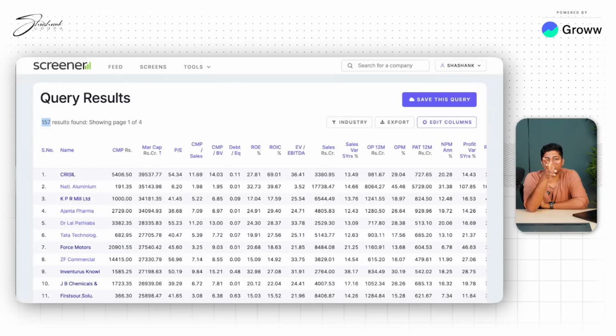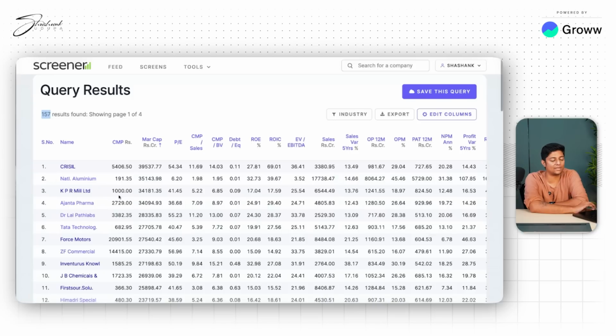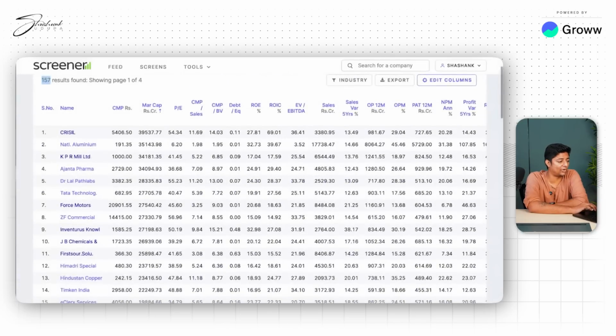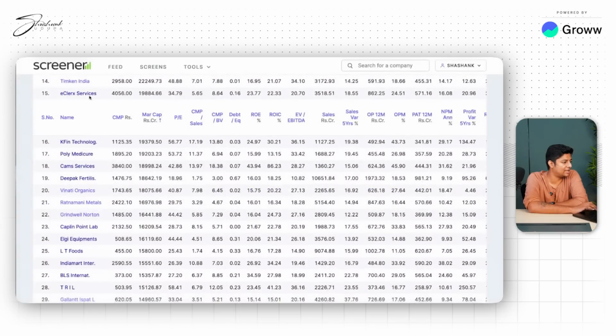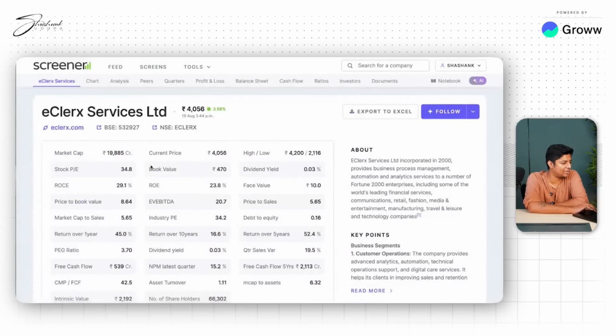Now look at this. From 242, we have eliminated almost 100 companies here. Now these are some really good companies that you should sit and read, because these are a list of good companies from 40,000 crores and downwards. For example, if I just take some random company, there are so many companies here. Okay, so I'll take eClerx Services. This is something that I've been reading about.